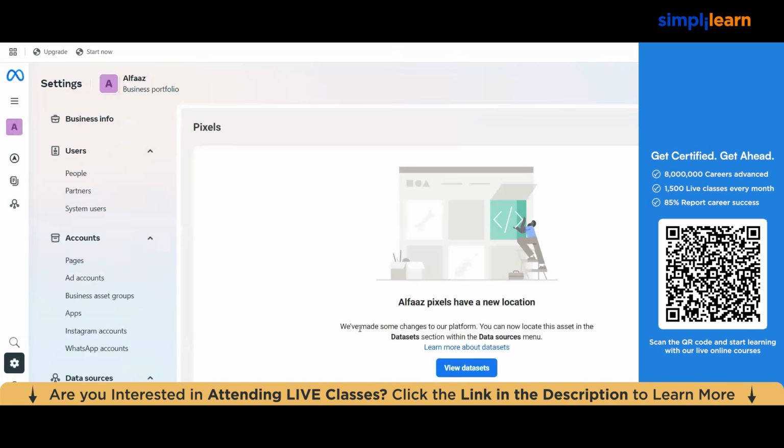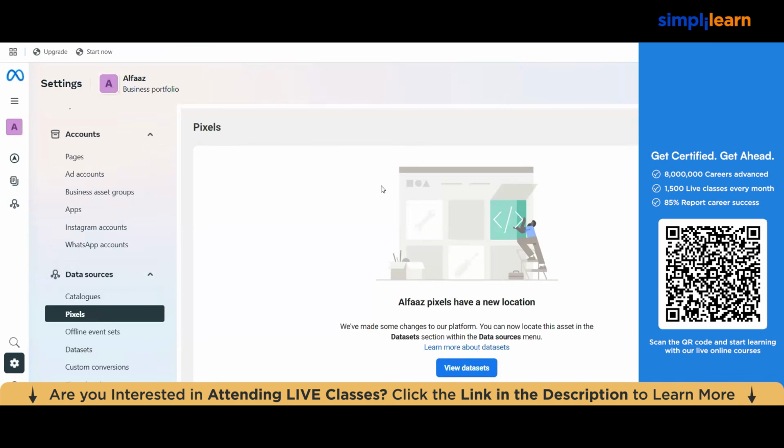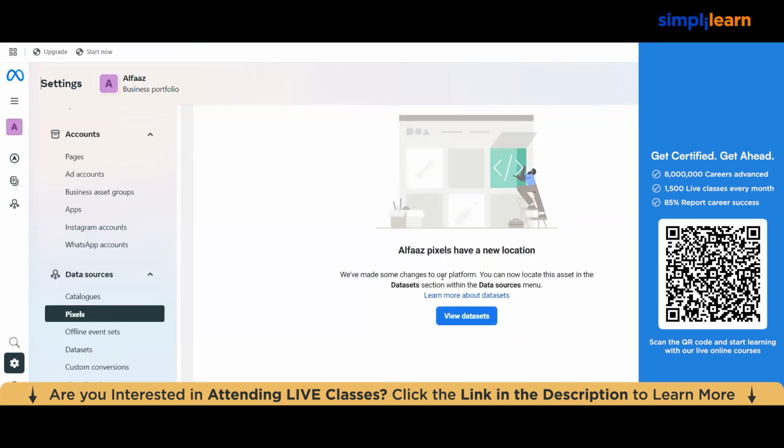Pixels have a new location. We have made some changes to our platform. Why they keep changing the platform, I don't understand, but it's okay. They made it easy. Earlier, once you clicked on Data Sources, you used to get Pixels. Now they have changed the location of pixels. You can now locate this asset in the Data Sets section. So this is the Data Sets section within the Data Sources menu. We can go to Data Sets now, either this way or we can click from here. Go to Data Sets.